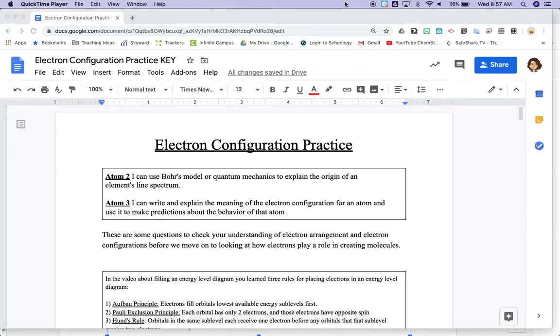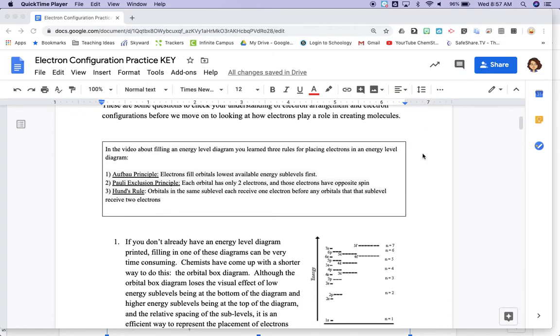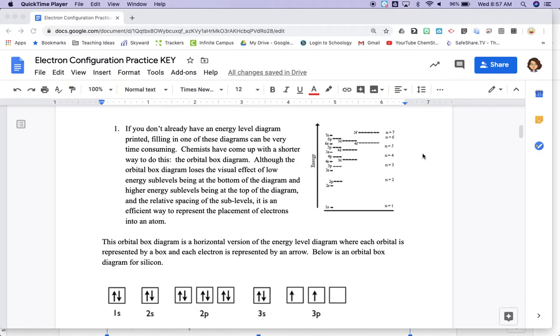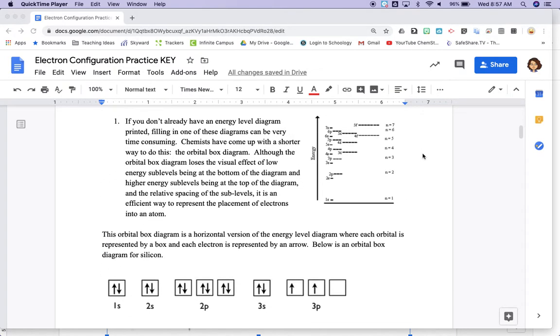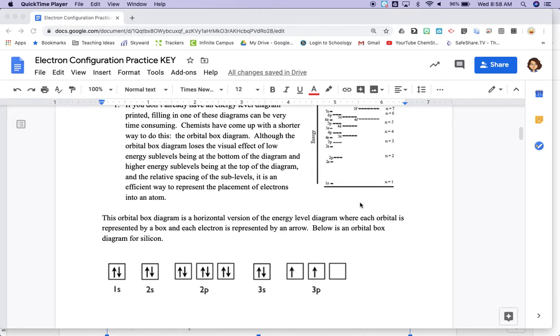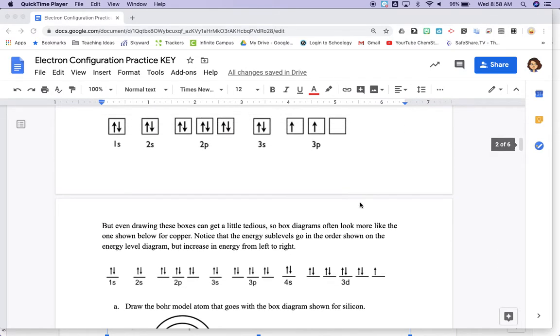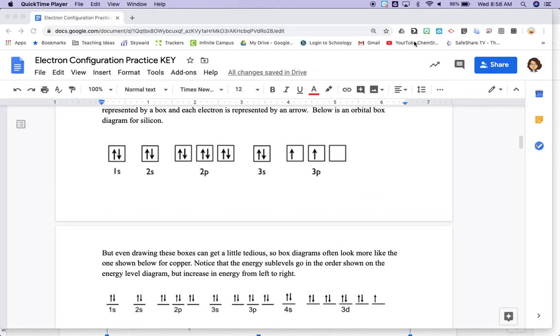If you haven't already done so, open a window that has the practice questions. You can either print this or you can just answer the questions on a separate sheet of paper. So go ahead and work question number 1, which relates to a different representation for energy level diagrams. With this question, we take a look at some shorthand ways to represent the energy level diagram. So read the information here and answer the questions that are embedded.